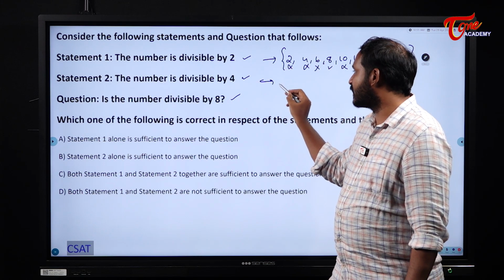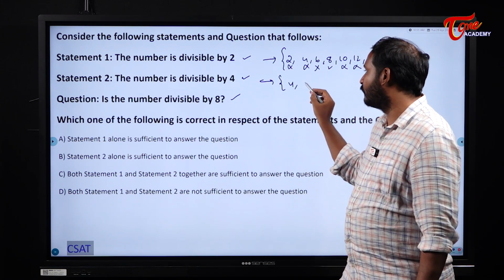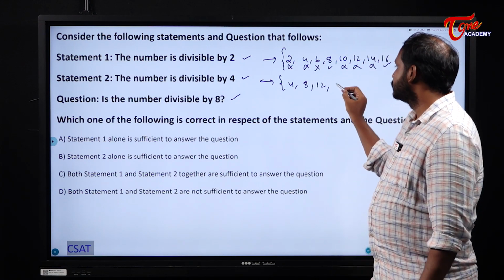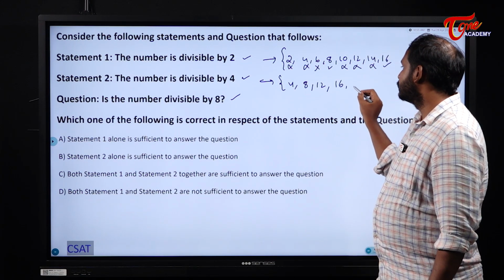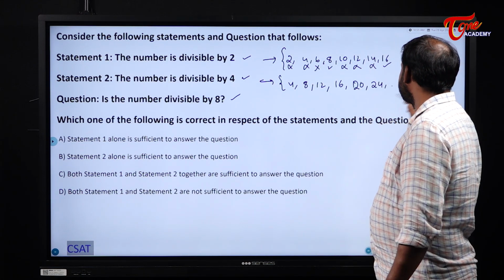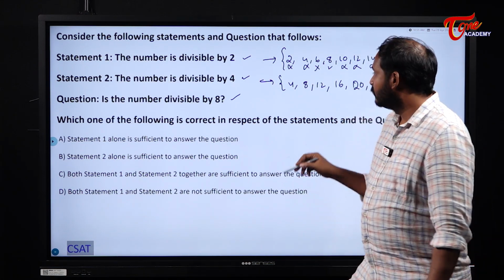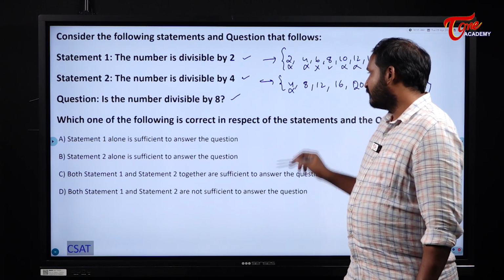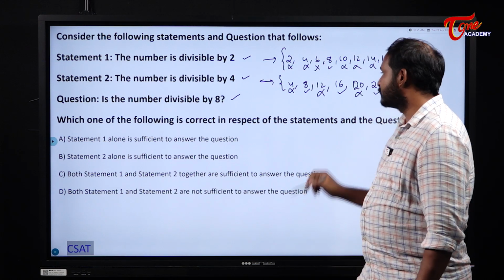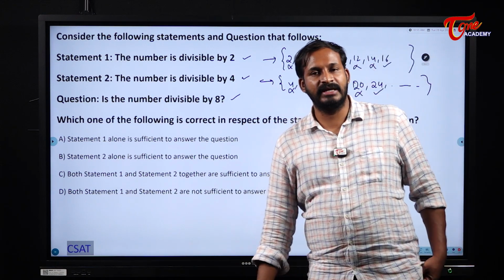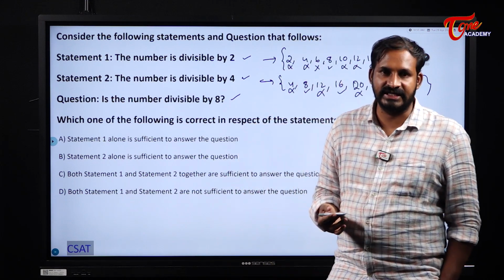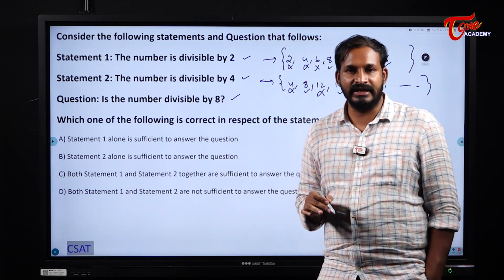Now, when it comes to the second one, what are the possibilities? I can take 4, 8, 12, 16, 20, 24, like this. Now, please observe here, students. Here also, this is not divisible by 8, but this is divisible by 8. So, can I tell exactly whether a number divisible by 4 is divisible by 8 or not? No, I cannot say exactly. It may be or may not be. Still there is an ambiguity.